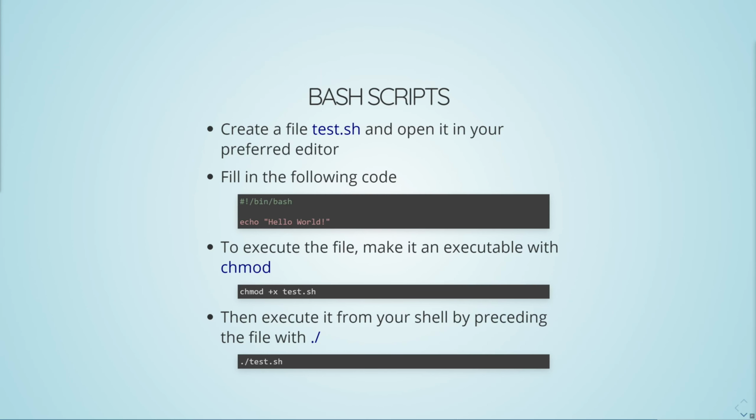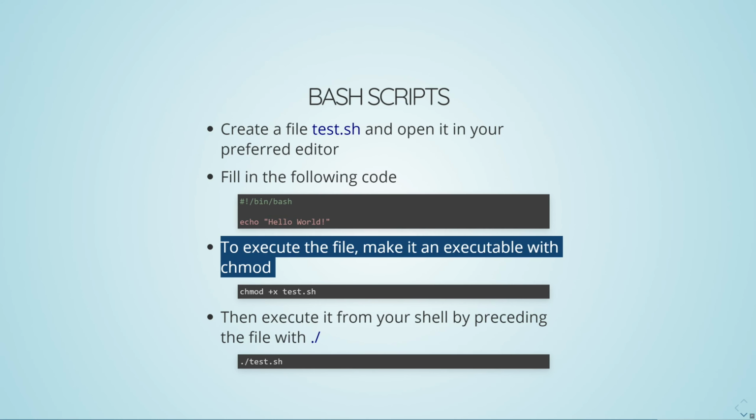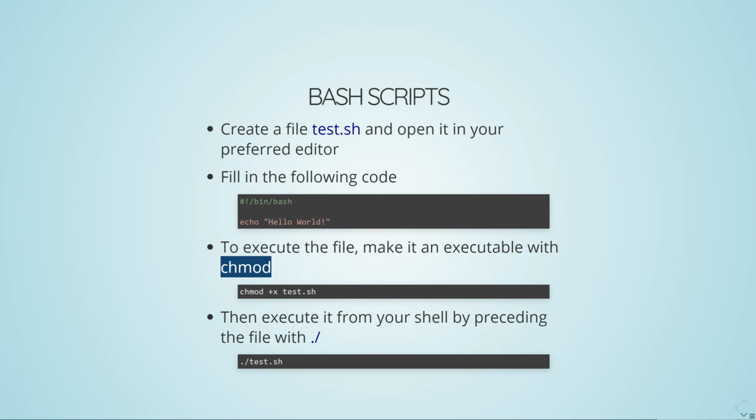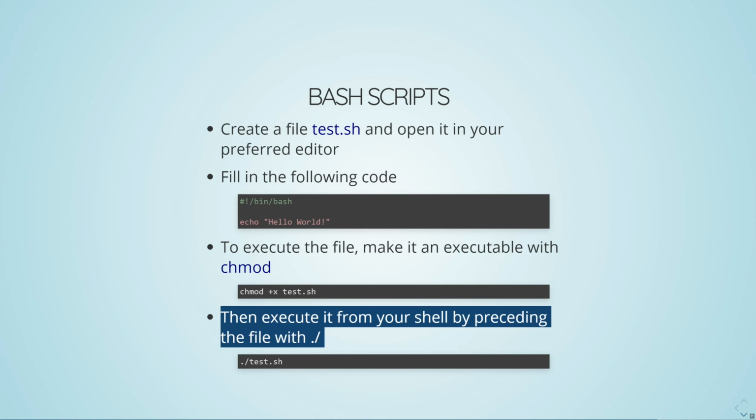So now that we know how to edit files on the command line, let's try and create our first bash script. What we're going to do is create a file called test.sh. This .sh extension is basically the standard extension you'll use for bash scripts. And we're going to put a bit of code in here. This part, I'll explain in a moment. We're basically just going to put echo hello world, which is a command that just spits back out to standard output whatever you put after it. And then we're going to make the file an executable with the chmod command and then execute it.